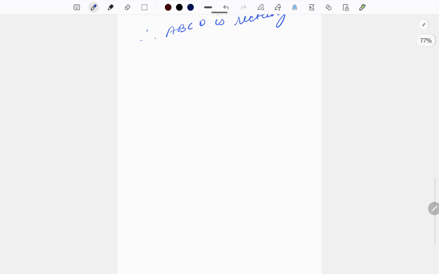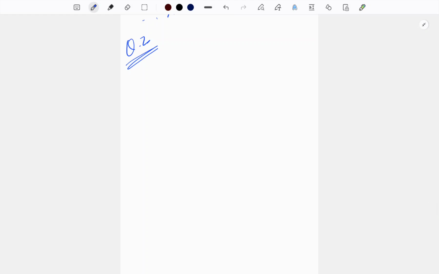So this was a very easy question, a 5 marks question you can get in the exam. So be clear with your concepts, and then you can solve it very easily. Moving to the next question.